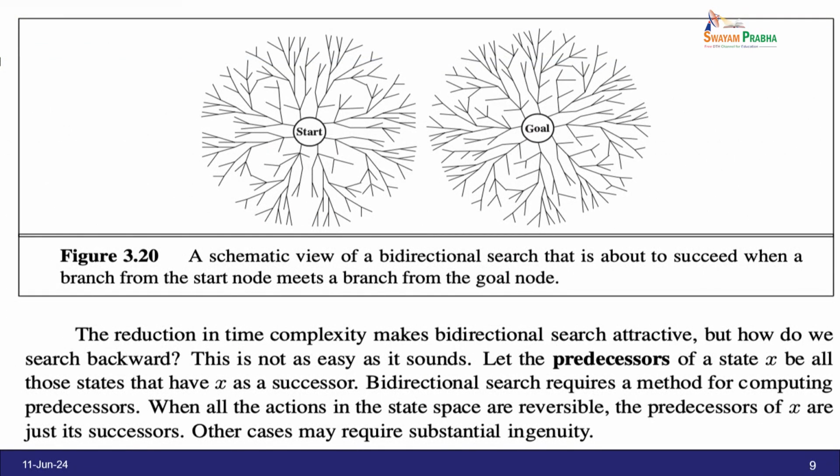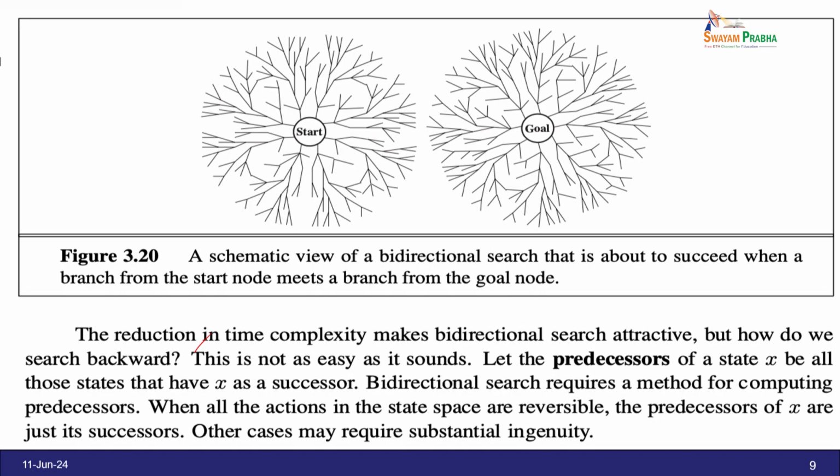This is the schematic view of the bidirectional search that is about to succeed when a branch from the start node meets the branch from the goal node. The reduction in time complexity makes bidirectional search attractive, but how do we search backward? This is not as easy as it sounds.